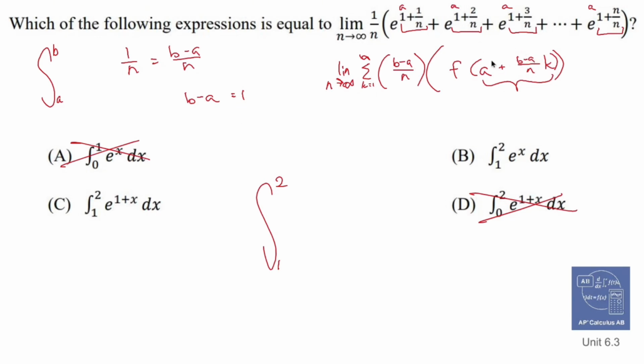Now what I have to do is figure out x. x is going to be a, which is 1, plus 1 over n times some k. And that k starts out at 1, then 2, and so on, so I basically have everything I need. So that is exactly x. So my f of x is going to be e to the x. I'm not going to add 1 to it. I'm there already.